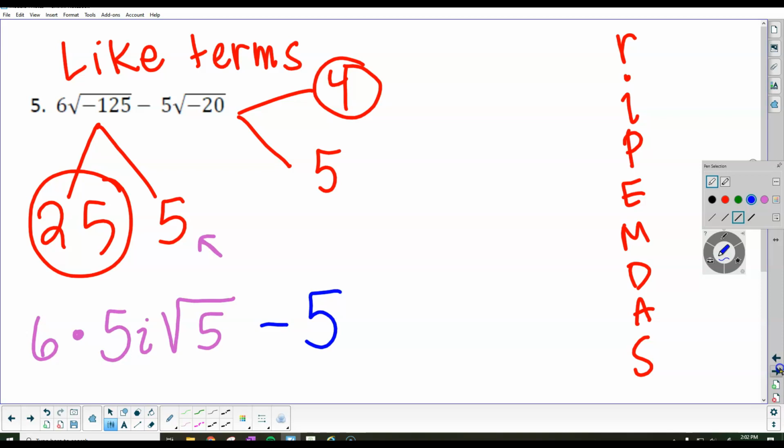What do I take out? What's the root? Don't forget your letter i.